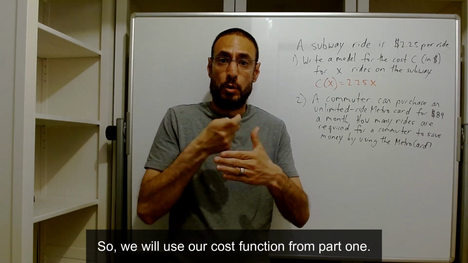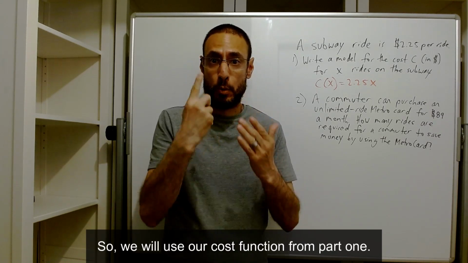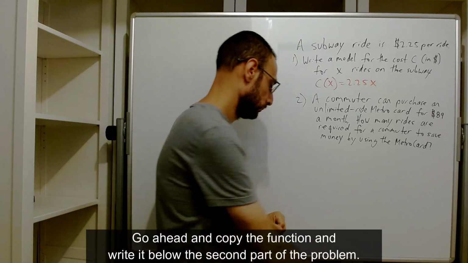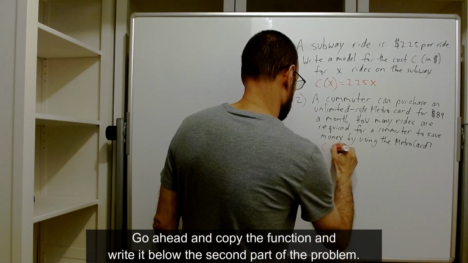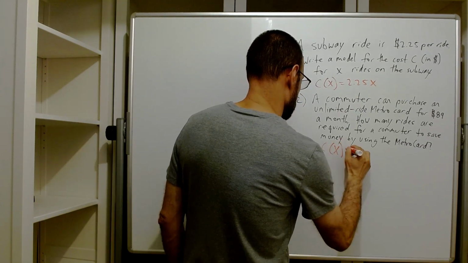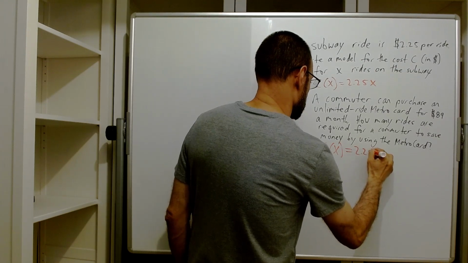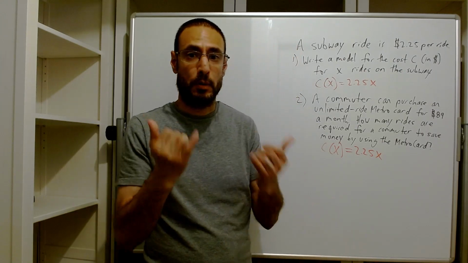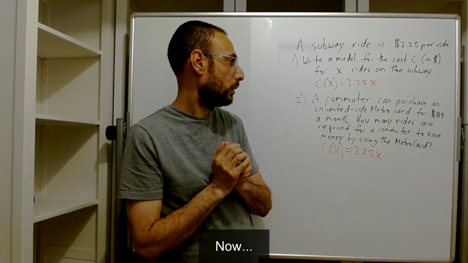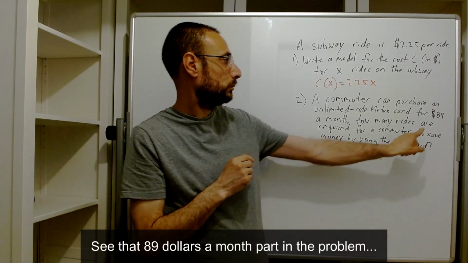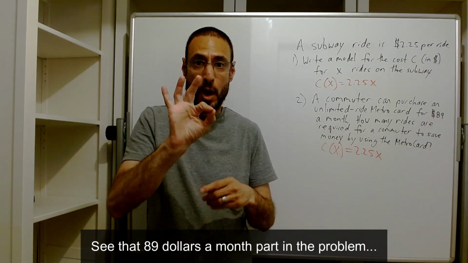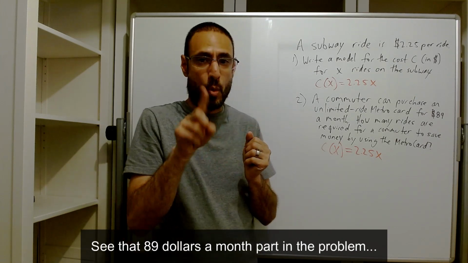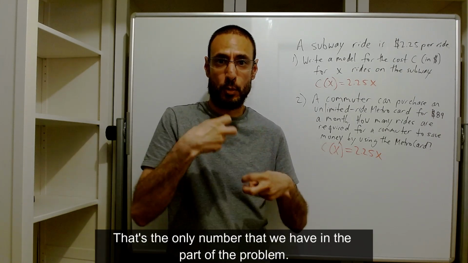So, we will use our cost function from part 1. Go ahead and copy the function and write it below the second part of the problem. Now, see that $89 a month part in the problem. That's the only number that we have in the part of the problem.